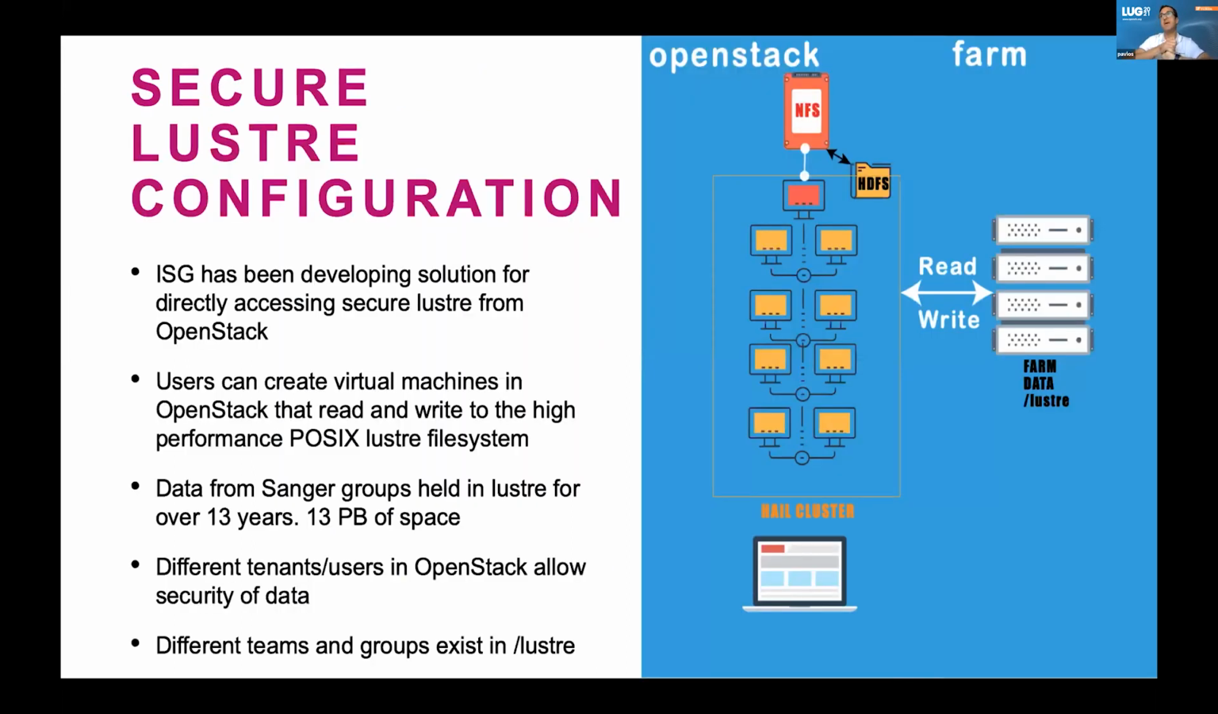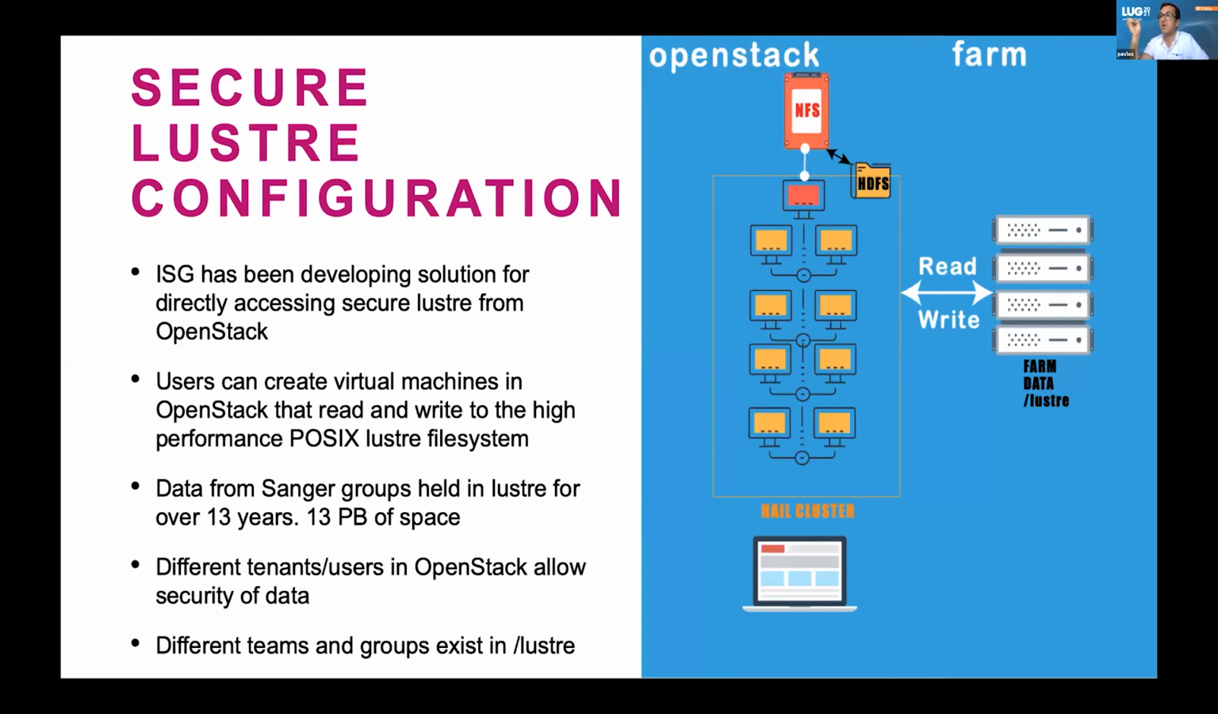Now, with the secure Lustre configuration that was available to us recently from the work that ASG has done for us, we are able now to access the farm directly from our OpenStack clusters. We can read and write from the farm, and we can create virtual machines in OpenStack that can read and write to the high-performance POSIX file system.